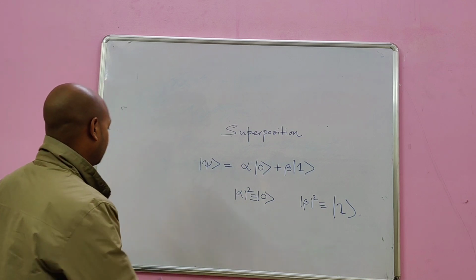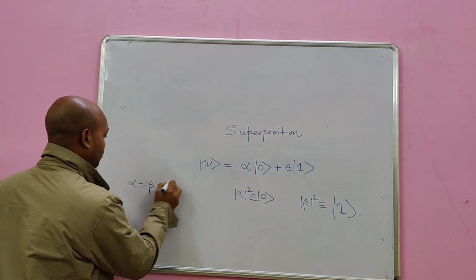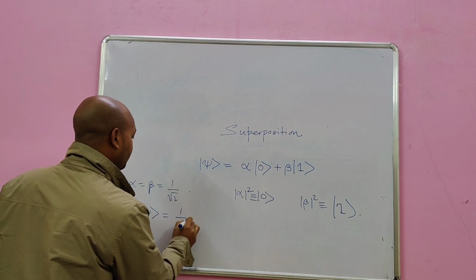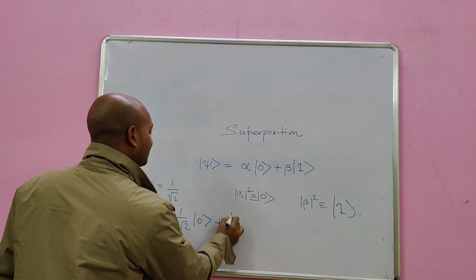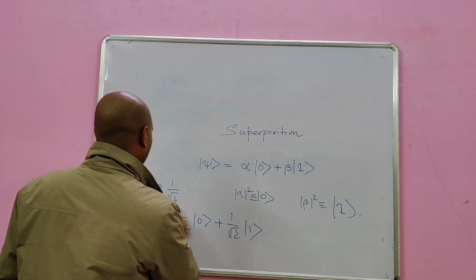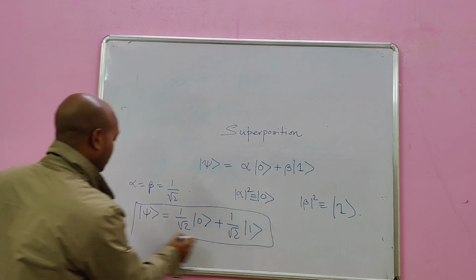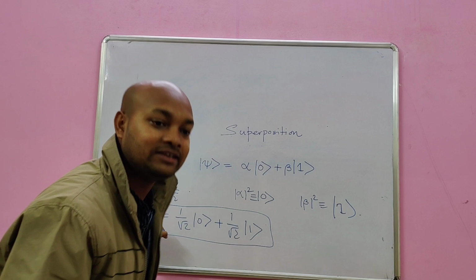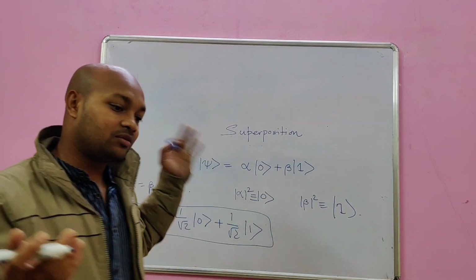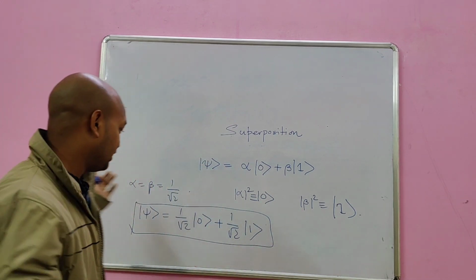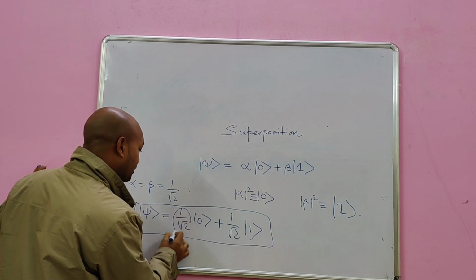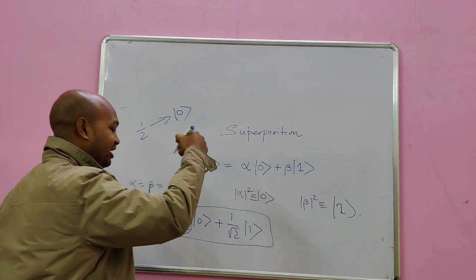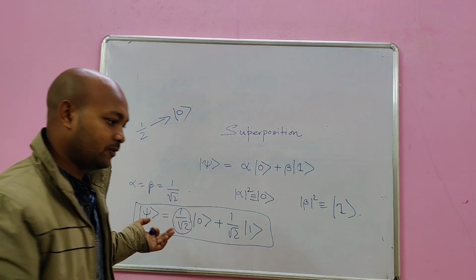Let's say alpha and beta are 1 by root 2, then psi equals 1 by root 2 times 0 plus 1 by root 2 times 1. This means now if I try to see where psi lies and I observe it 100 different times, then it's likely that 50% of the time, half of the time, psi is found at 0 and half of the time psi is found at 1.